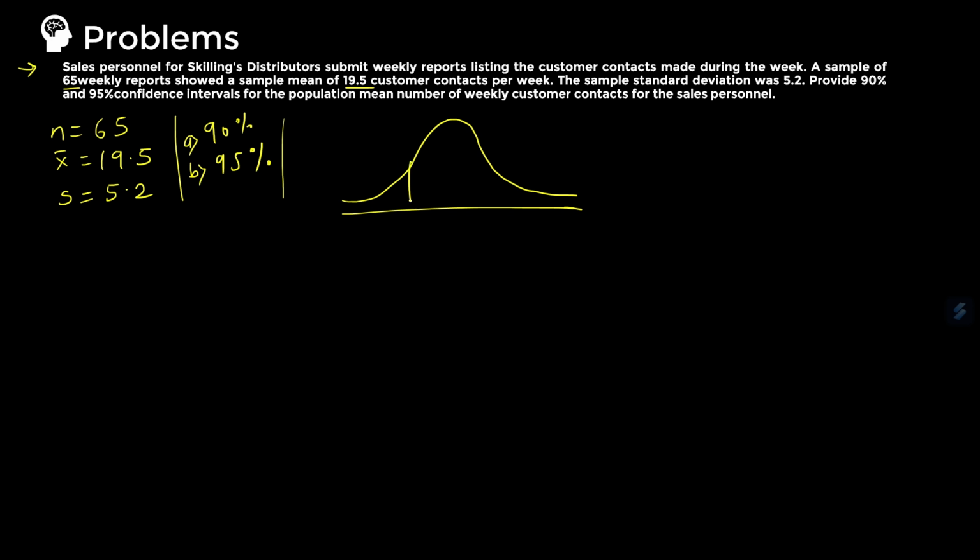So we'll first start solving for 90% confidence interval. This is our 90%. Okay, meaning that our alpha is going to be 1 minus 90%. So it comes around 0.1. So our alpha is 0.1.